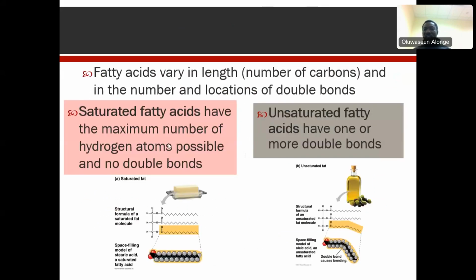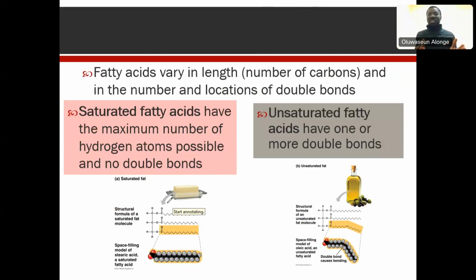Now, here is fatty acid. They could vary in length and based on the number of double bonds that are there. If you look at this, we say this is a saturated fatty acid, and then you have the unsaturated one. Now, when we say a fatty acid is saturated, what do we mean? Saturated simply means that, number one, it has single bonds in there. If it is predominantly filled with single bonds, then it's going to be saturated with hydrogen atoms. So that's the idea.